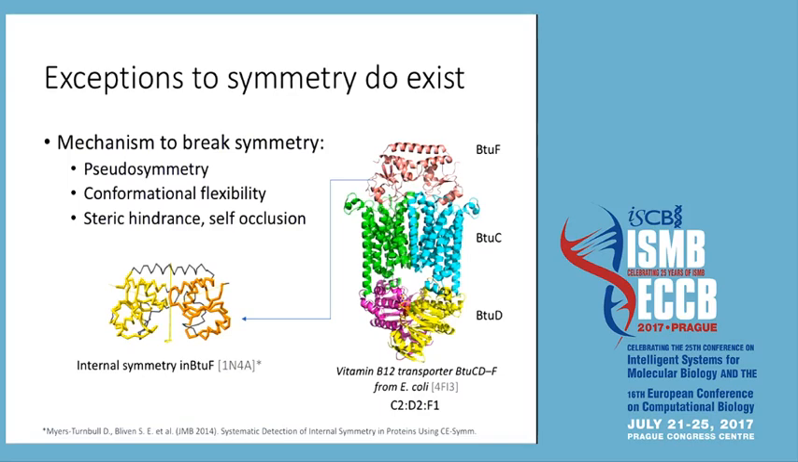Some mechanisms to do that are pseudosymmetry, conformational flexibility, or steric hindrance. A beautiful example of that is the vitamin B12 transporter, a transmembrane protein with three kinds of domains. There are the 2D chains that form an isologous twofold interface. There is then the C domain, the same story, an isologous twofold interface, and then there's a single molecule that caps that C domain and binds symmetrically to that C dimer. So in the end, you do have a non-uneven stoichiometry.